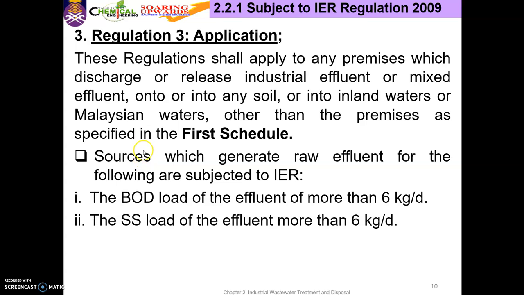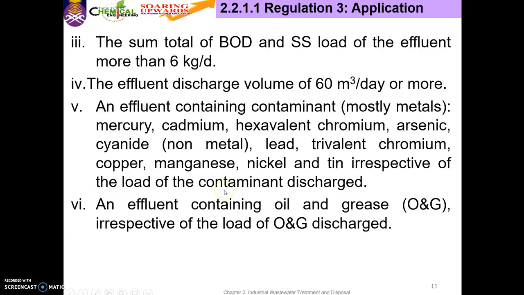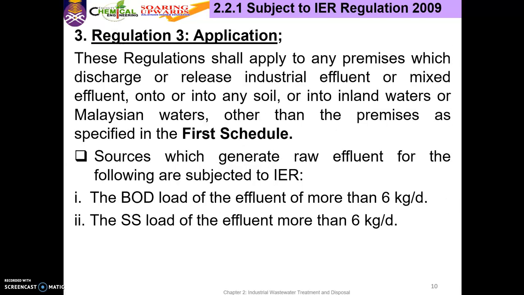Okay, the application. So what lies in this regulation? The first one is sources which generate raw effluent for the following are subject to IER. If you look at this regulation, there are 6 items that you must follow to determine whether the wastewater must be treated or not. So we have to look at these 6 items. The first item is the BOD load of the effluent of more than 6 kg per day. So if the BOD of the water is more than 6 kg per day, the water must be treated.